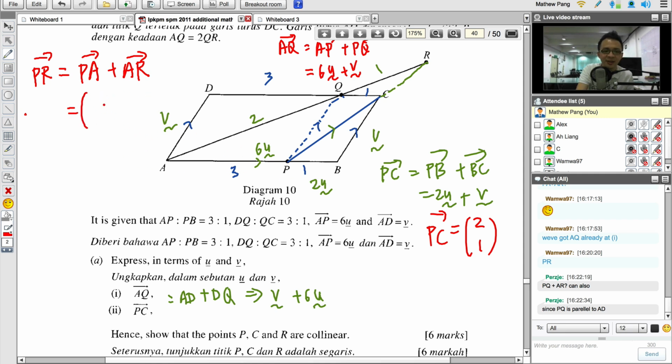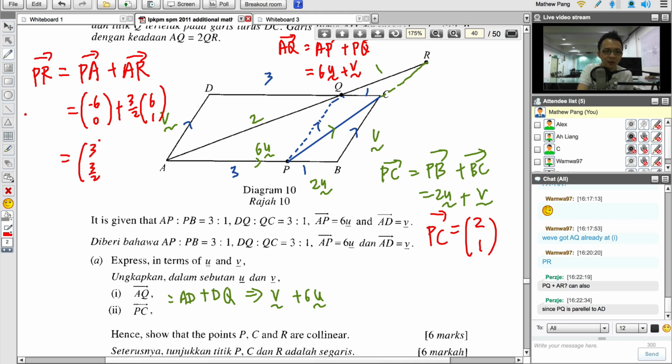And AR, what is AR? AR is just 3 over 2 of AQ, right? AQ is (6, 1). So we solve this one. This one is like 9 and 3 over 2, so this is just (3, 3 over 2). This is PR.